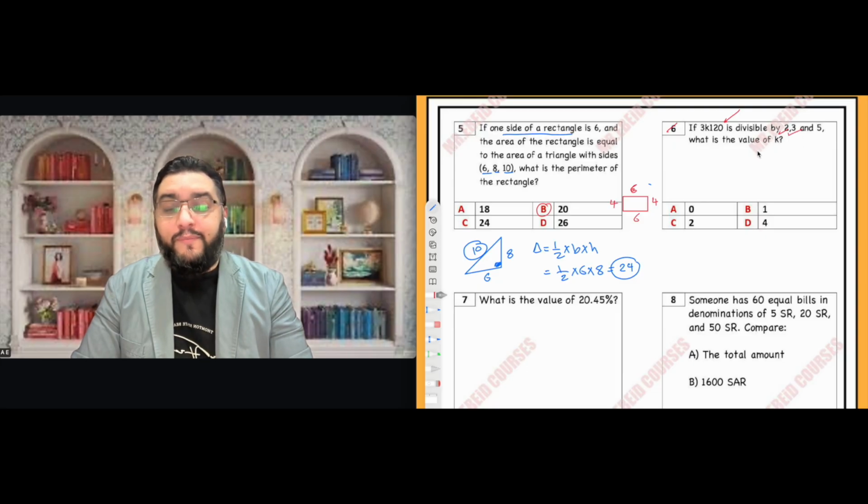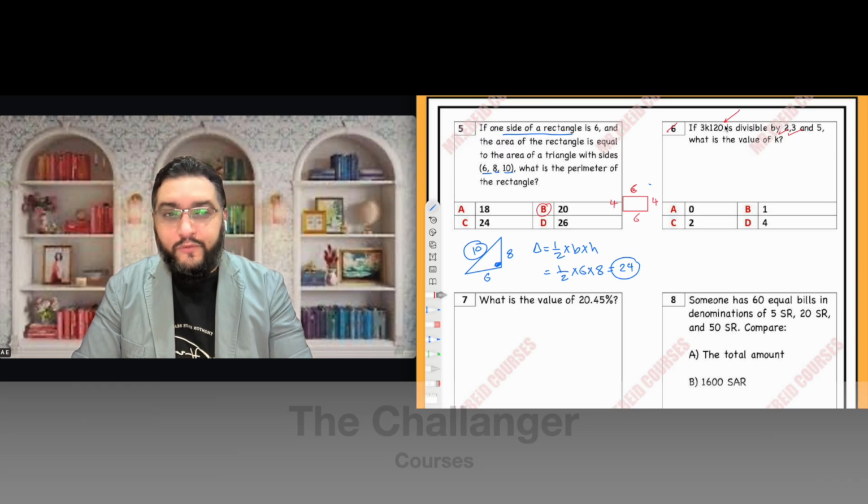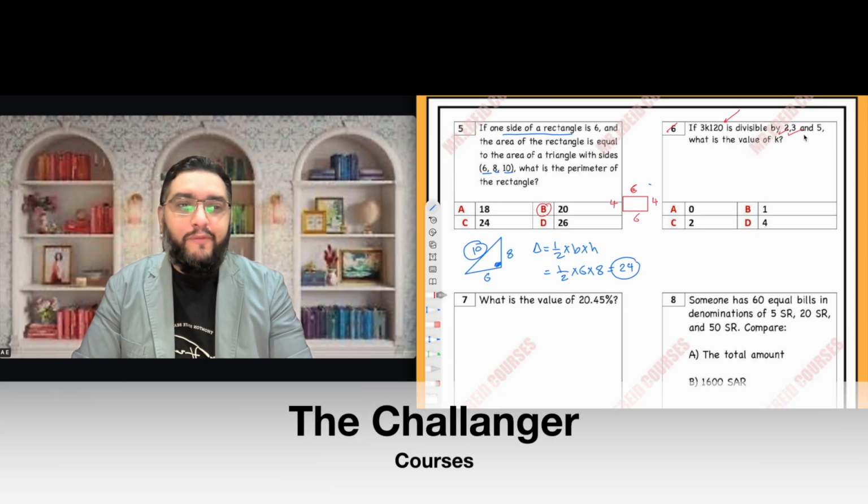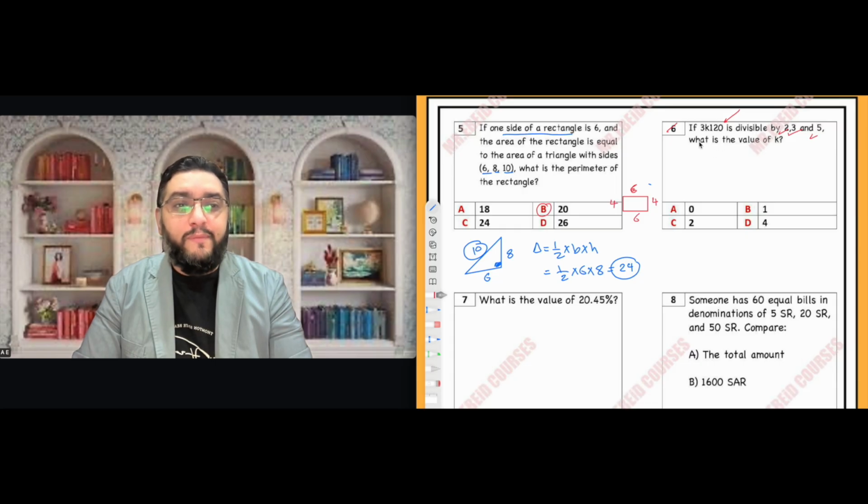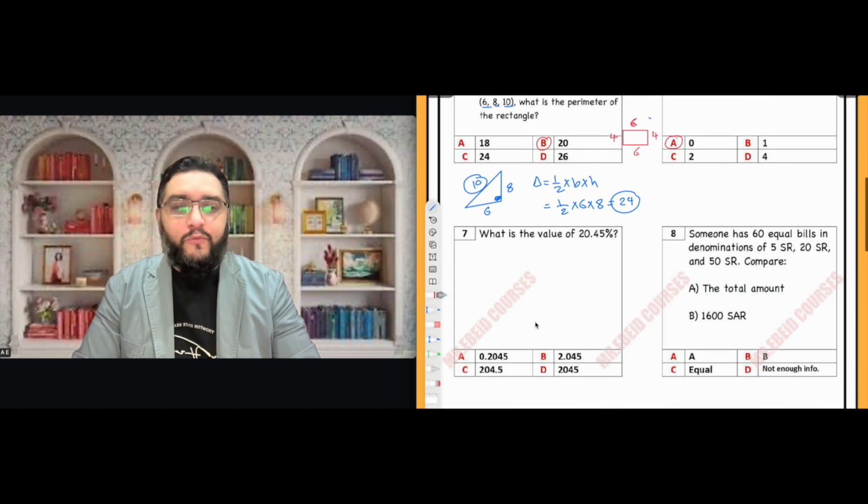Divisibility by 5: the number should end with 0 or 5. The number here ends with 0. So it's divisible by 5. So no need to put any values in the place of k, just put 0. The answer is. Let's move to the next question.